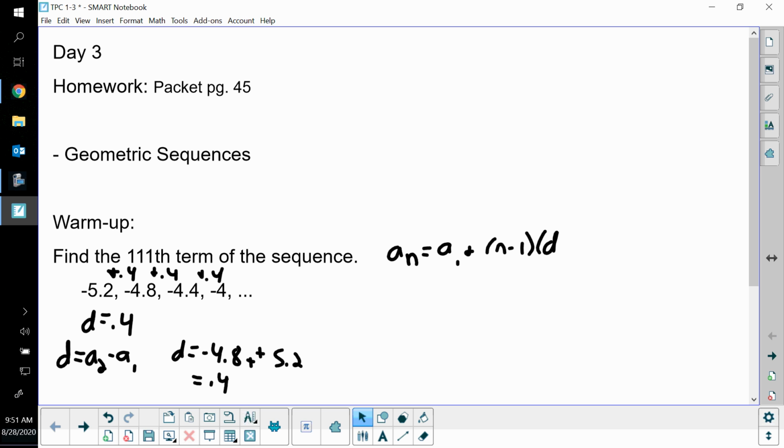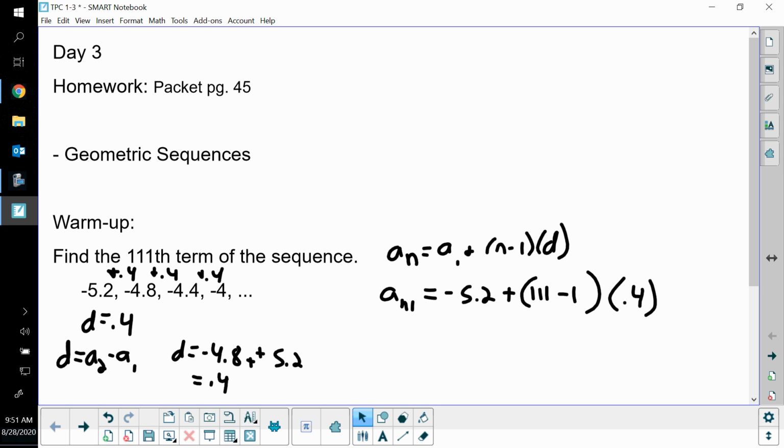Remember, we like to put that d in parentheses. We want to find the 111th term. So technically our notation would be a sub 111. Our first term is negative 5.2 plus n, the term we're working with, is 111. And our d we identified as 0.4.